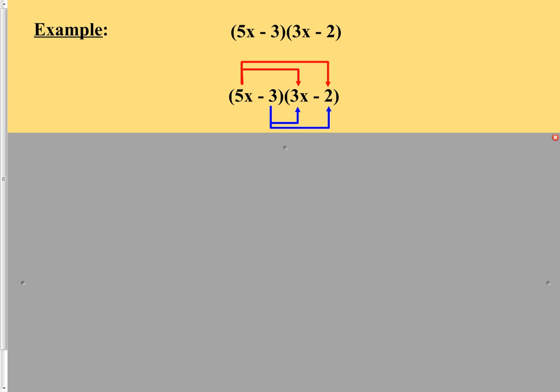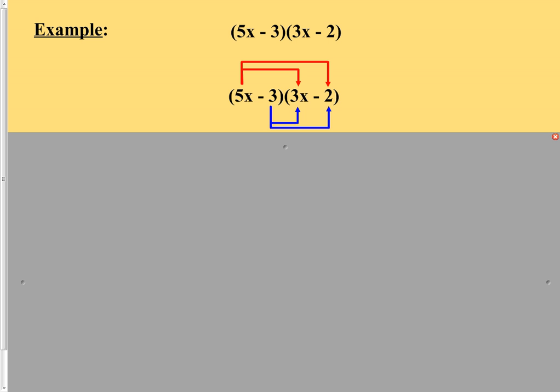Okay, so draw the little bridges if it helps you. It's fine. So we're going to make sure we've got 5x times 3x, 5x times negative 2. Then we'll scooch over: negative 3 times 3x, and negative 3 times negative 2. Okay, so let's see what we have there.